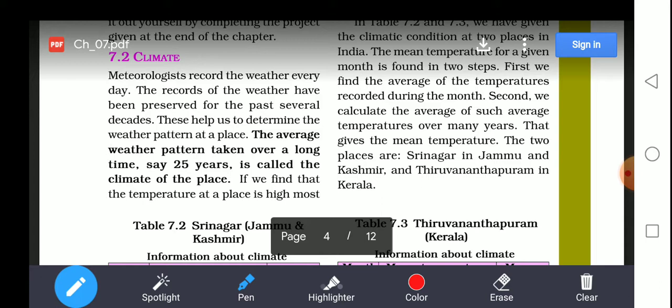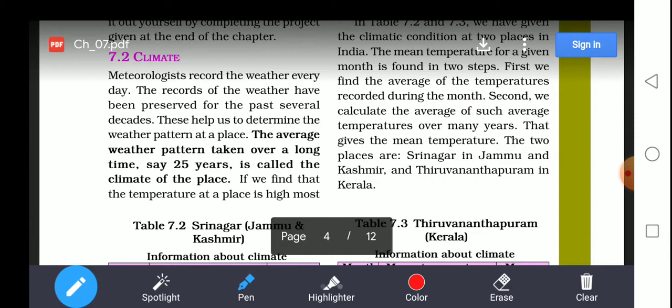The meteorological department records the weather every day. The records of the weather have been preserved for the past several decades. This helps us to determine the weather pattern at a place. The average weather pattern taken over a long time, say 25 years, is called the climate of the place.